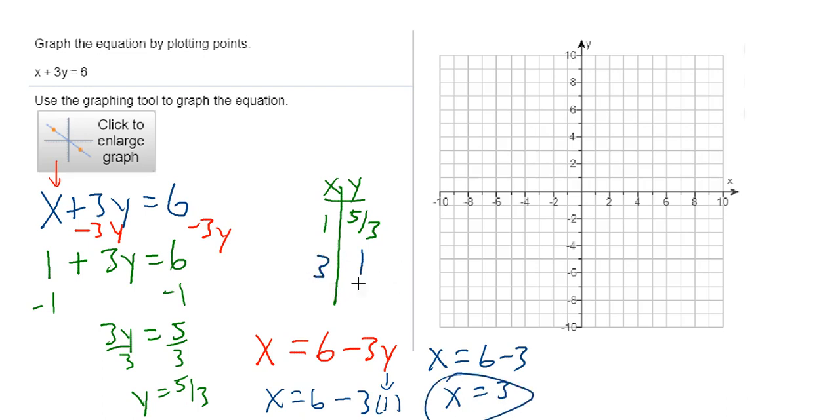So make sure when you set this up as an ordered pair, you put the x value first and the y value second. So ordered pairs always have to go in that order. X first, y second.